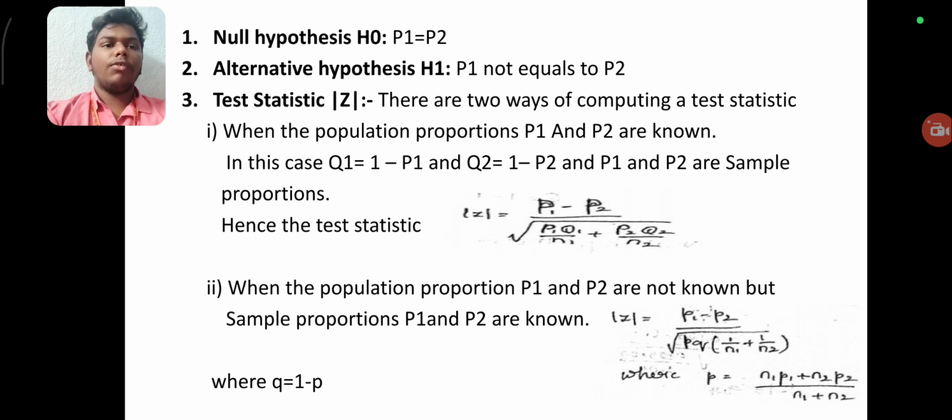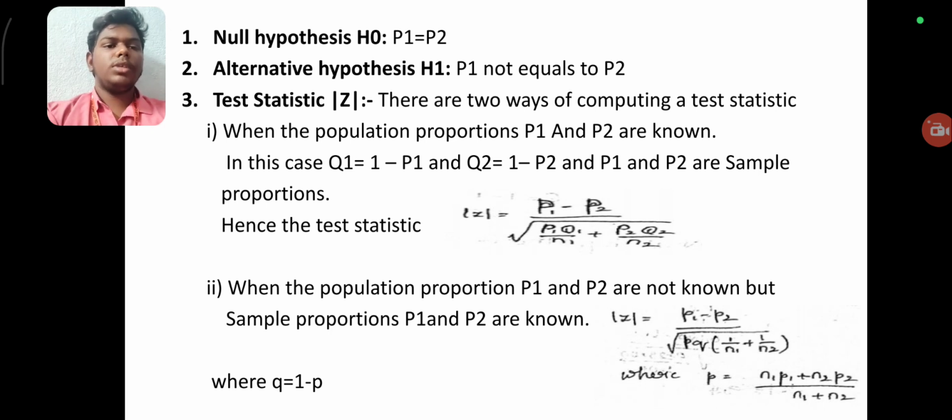Test statistic. There are two ways of computing a test statistic. The first one is when the population proportions P1 and P2 are known. In this case, Q1 equals 1 minus P1 and Q2 equals 1 minus P2, and P1 and P2 are sample proportions. Hence the test statistic Z equals (P1 minus P2) by root of (P1 Q1 by N1 plus P2 Q2 by N2).